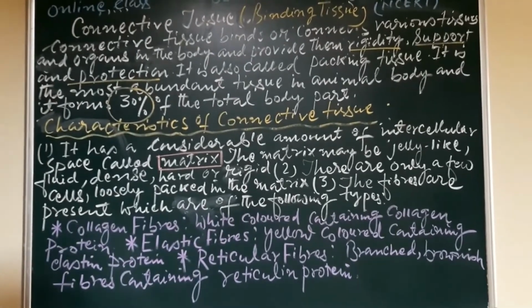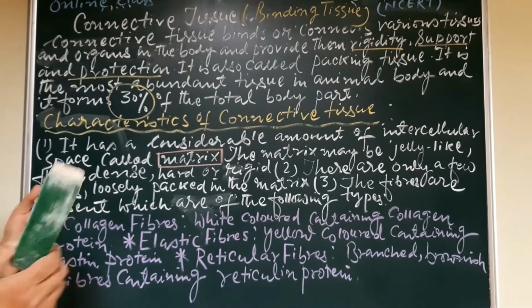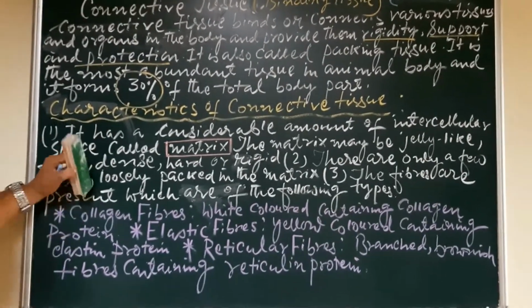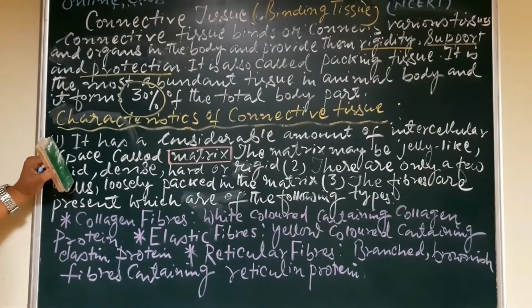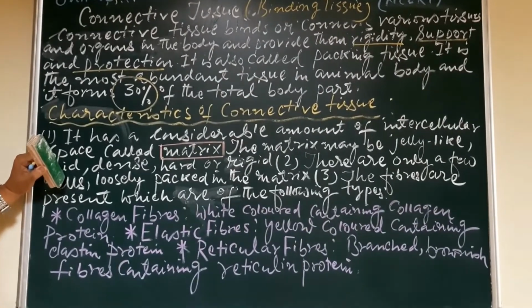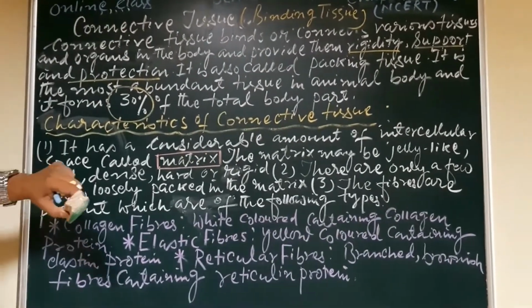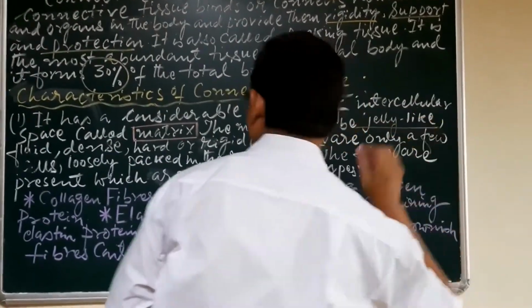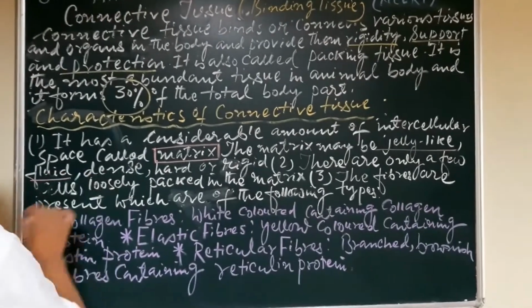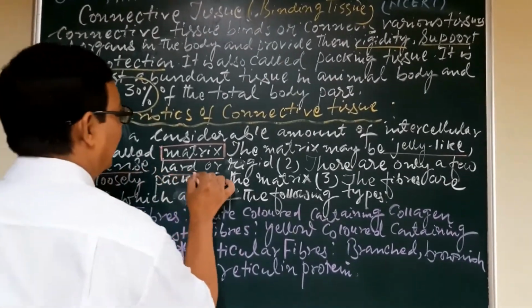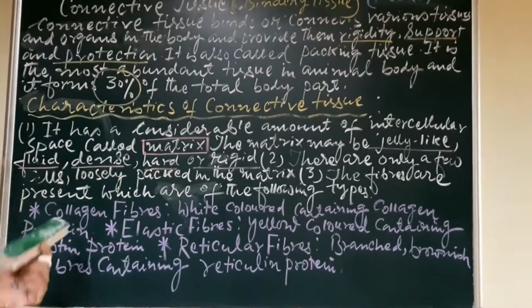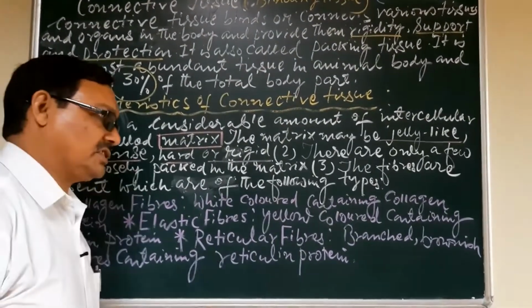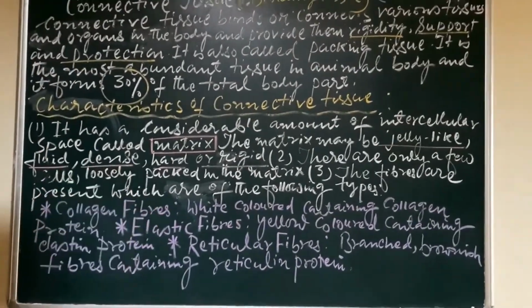The matrix in connective tissue is of various types. It may be fluid, it may be solid, it may be non-rigid, it may be flexible, and that is why their matrices are also different. They may be jelly-like, fluid, dense, hard or rigid. You will see all these categories when we study the types of connective tissue.